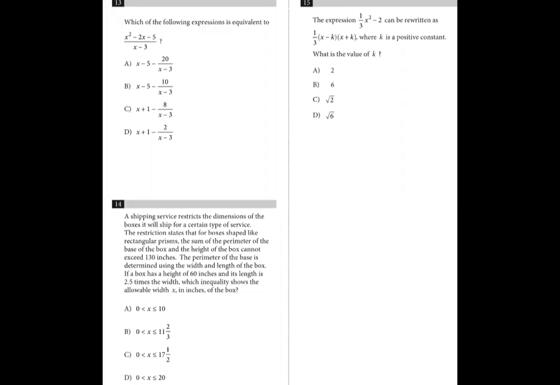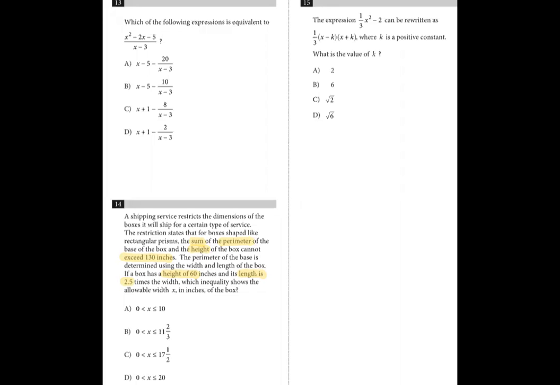So just to start with some basics, we have the keyword of sum, and we're going to pay attention to perimeter and height cannot exceed 130 inches, and the perimeter is determined by using the width and the length. The box has a height of 60 inches, and the length is 2.5 times. Again, you want to reread that, but just to highlight some key information.